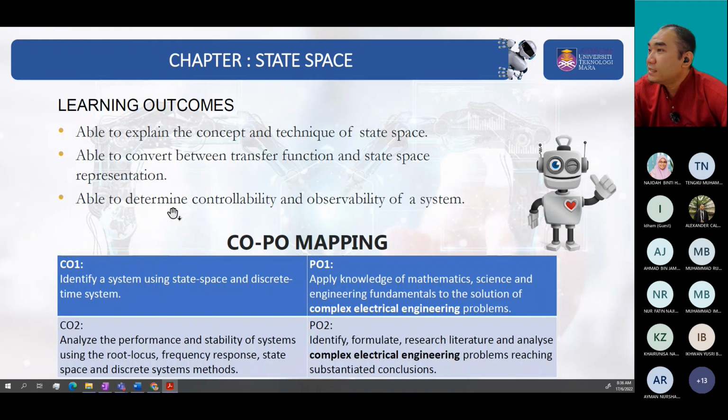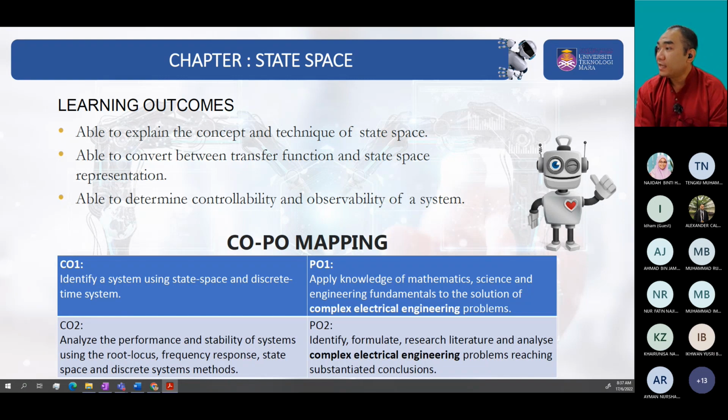Okay, and then these are the learning outcomes, or the attributes that we expect students will be able to get by the end of these topics. The first one, we expect that the student should be able to explain the concept and the technique of the state space. And then you must be able to do conversion between the transfer function and state space representation. Meaning you can convert from transfer function to state space, or from the state space get back the transfer function. You have to get the knowledge on how to do this conversion.